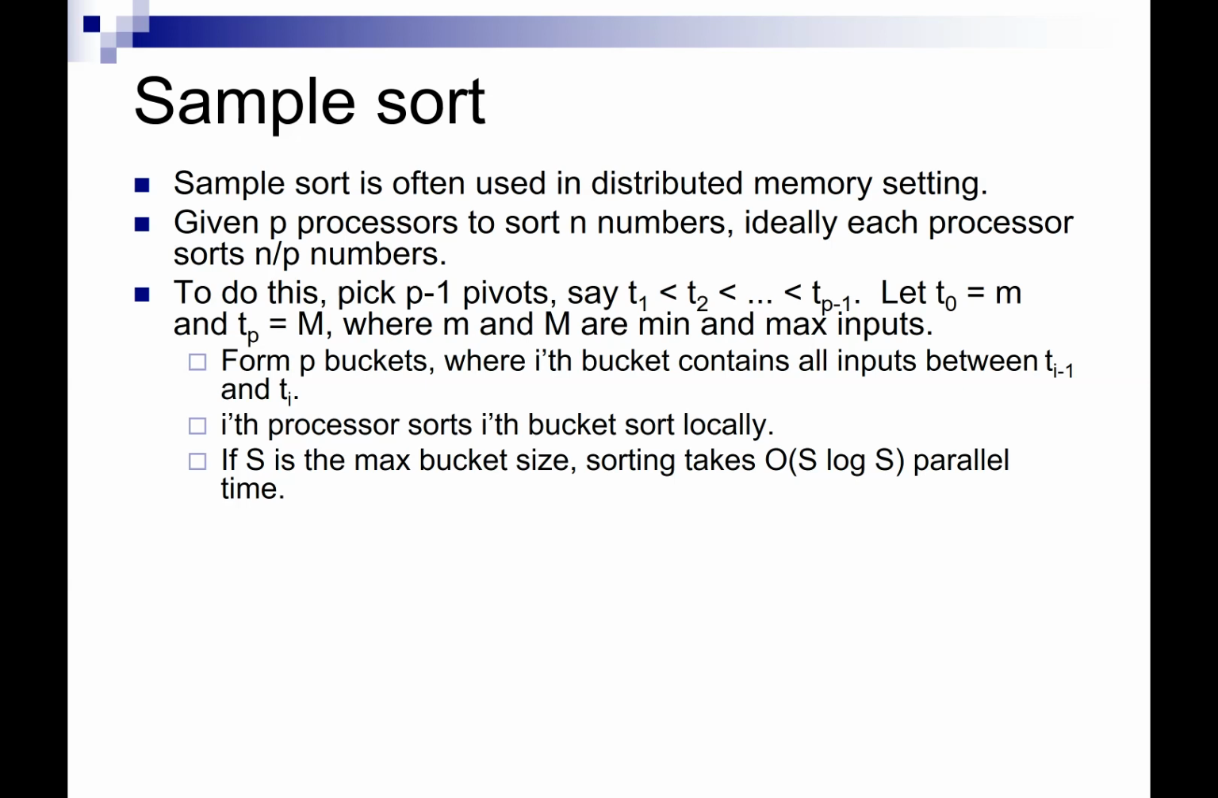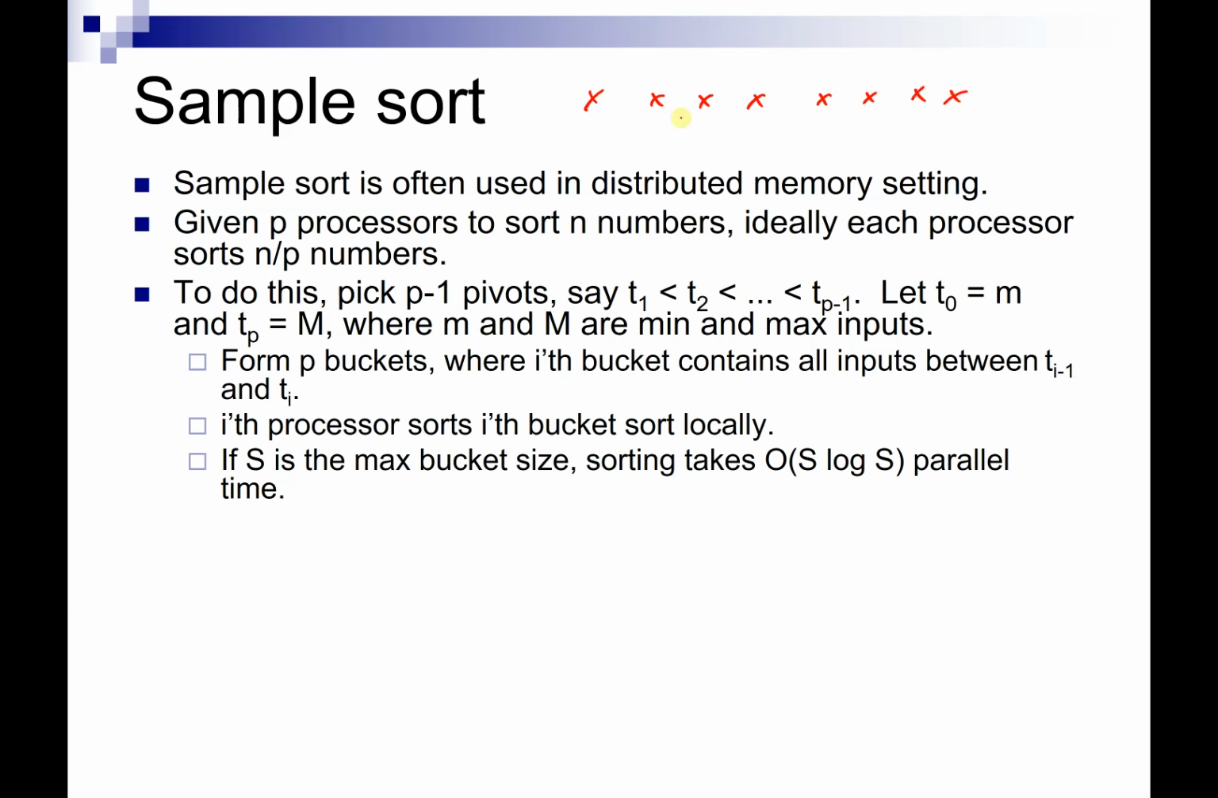Let's say the pivot values are t1 up to t of p minus 1. We also have two more pivot values: t0, which is equal to the minimum input value, and tp, which is the maximum input value. Now we're going to use these pivots to form p buckets, where the ith bucket contains all of the inputs between t of i minus 1 and ti. Let's say that you have a bunch of numbers here.